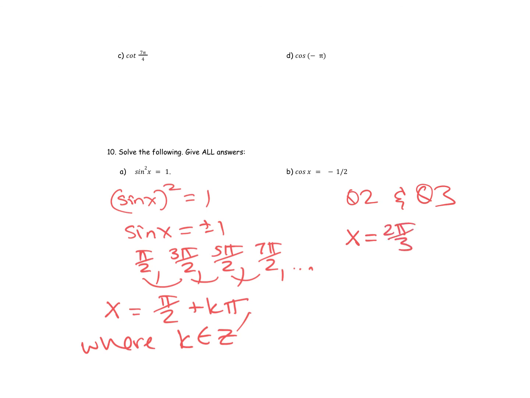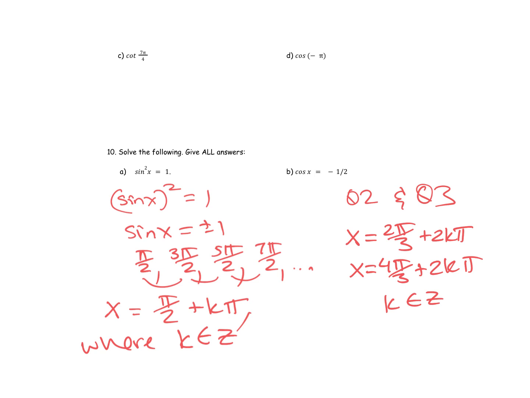And when will it hit that angle again? Well, remember the period of cosine is 2 pi. So every time I go around the circle and hit that particular angle in quadrant 2, I'm going to say plus 2k pi. And in quadrant 3, I'm going to do the same, 4 pi over 3 plus 2k pi. And again, where k is contained in the set of integers.